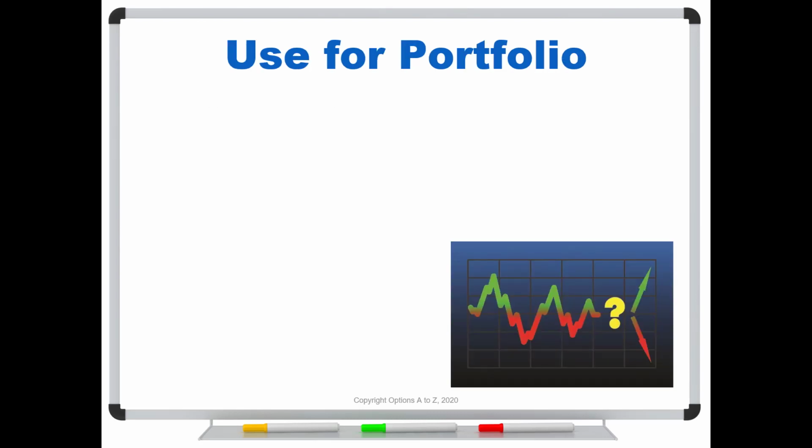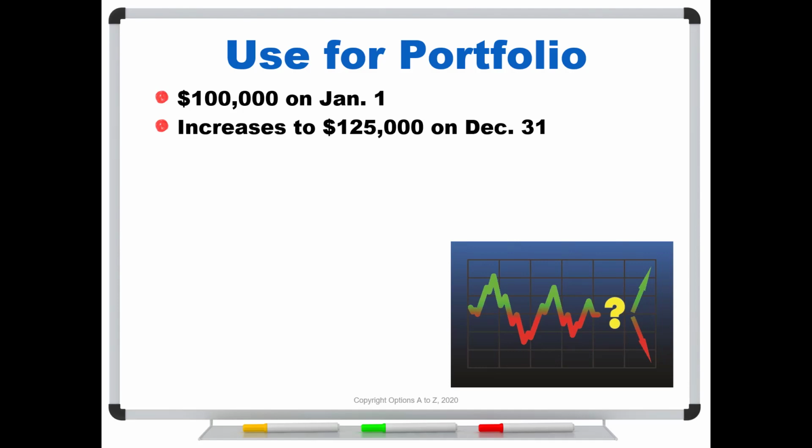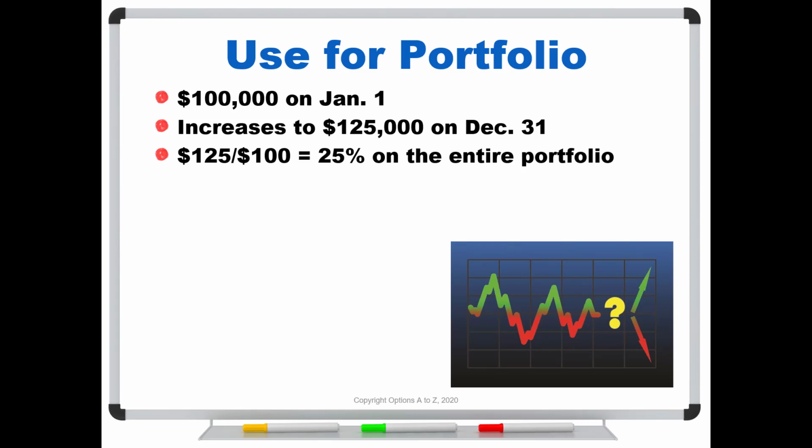You can also use these formulas for your entire portfolio. So let's say you've got whatever, $100,000 on January 1st, and with all of the trades, gains and losses netted out, it increases to $125,000 on December 31st. Well, we take the $125,000 ending balance divided by the $100,000 beginning balance, and that equals 25% on the entire portfolio. So if you had earned this $125,000 after 6 months, go right back to annualizing it. It's always the same formulas.